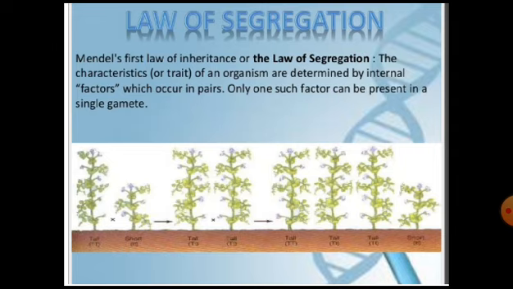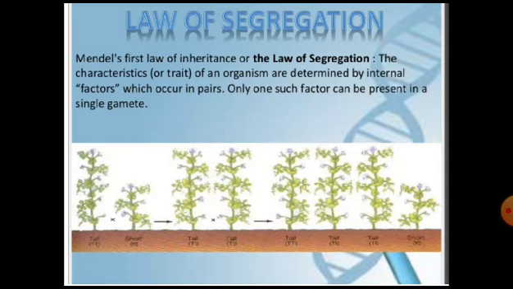The first one is the law of segregation. Mendel's first law of inheritance, or the law of segregation, states that the characteristics or the traits of an organism are determined by internal factors which occur in pairs. Only one such factor can be present in a single gamete. Okay, this is the statement of the law of segregation.